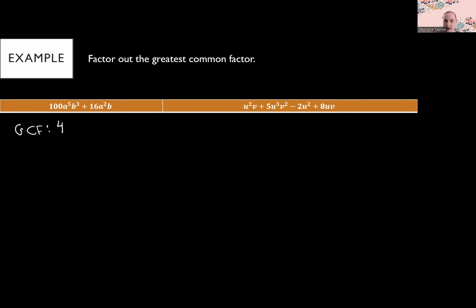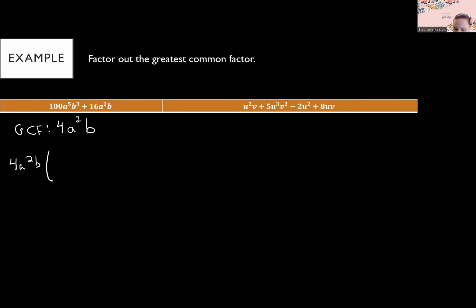Then on my a's, I have an a to the fifth and a squared. So the smallest exponent is 2. So it's going to be a squared. And then I have b cubed and b, smallest exponent is b. So our greatest common factor is 4a squared b. So I'm going to factor that out. So I put that in front.